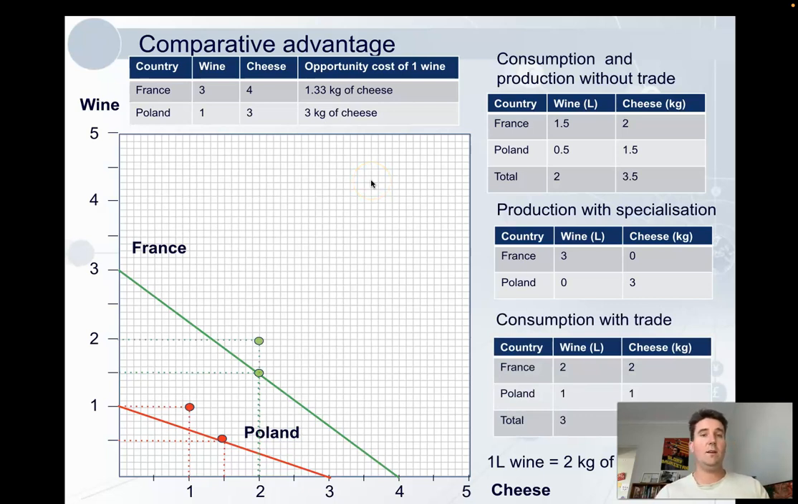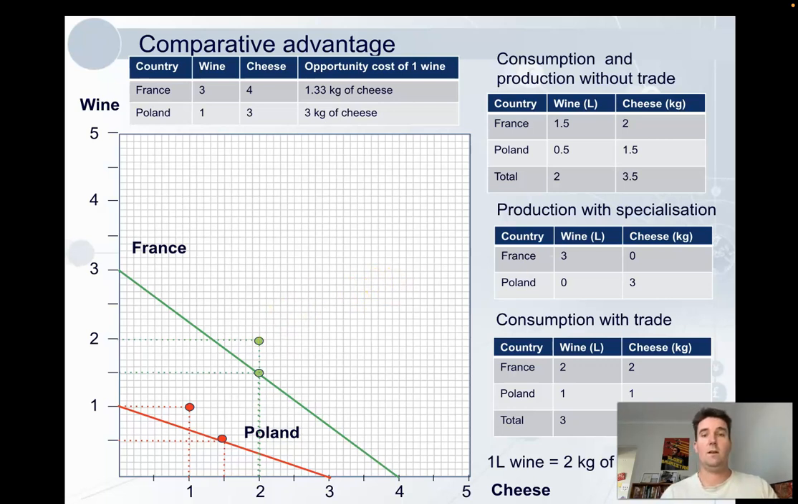France trades 1 litre of wine to get 2 kilos of cheese. Right? So they made 3 litres of wine, they sold 1 to get the cheese. Okay, so now we can see that they are consuming more than they could before. The total consumption is more. And we can see that both countries, again, are consuming outside of their PPCs, which, of course, is impossible without trade.